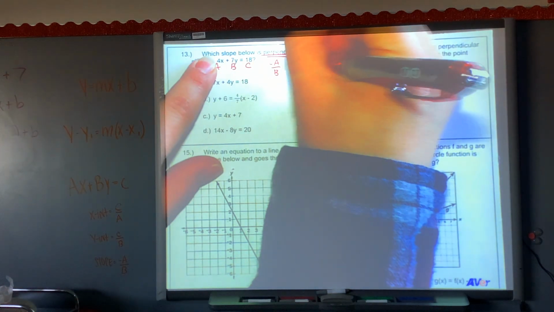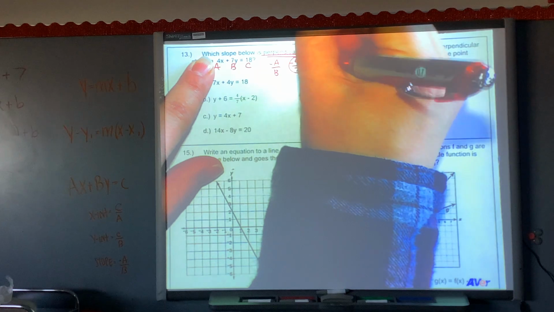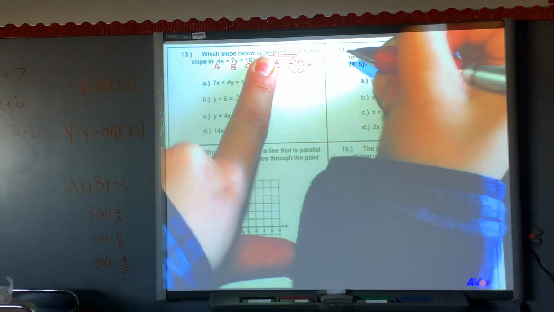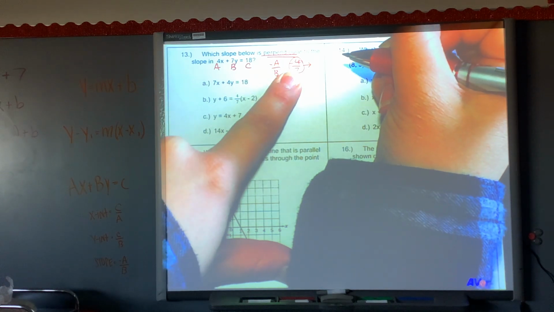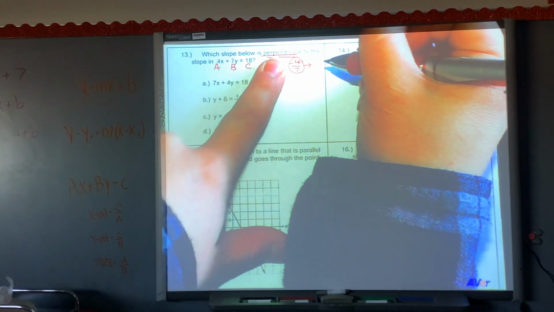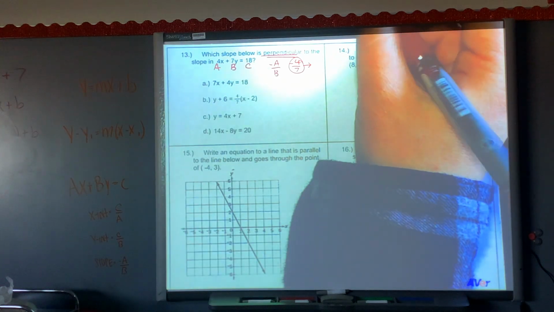So I have a negative 4 over 7. That does not reduce, so that is the slope. But I need to change it to be perpendicular. Don't forget, if I were just looking for this slope again, I would be finding something parallel. Perpendicular is completely flipped, completely opposite.